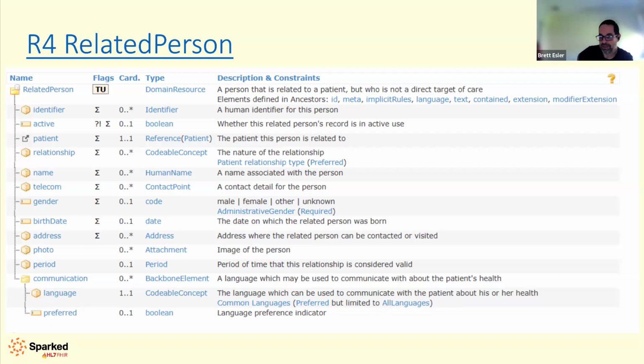So it's really capturing a fairly good set of demographic detail about the related person. And the core things are the reference back to patient that they're related to, which is required one-to-one. So this is some background on that.